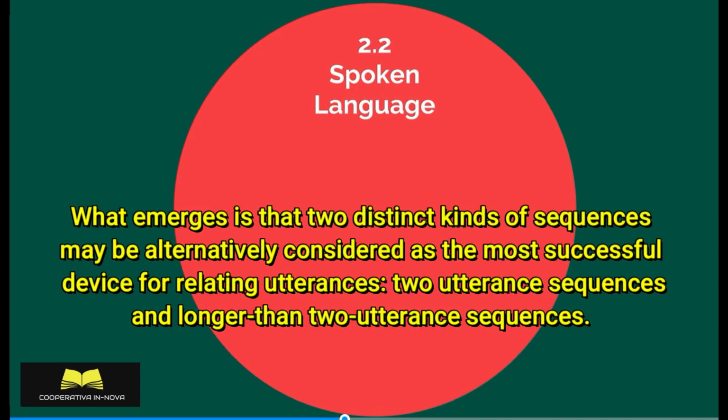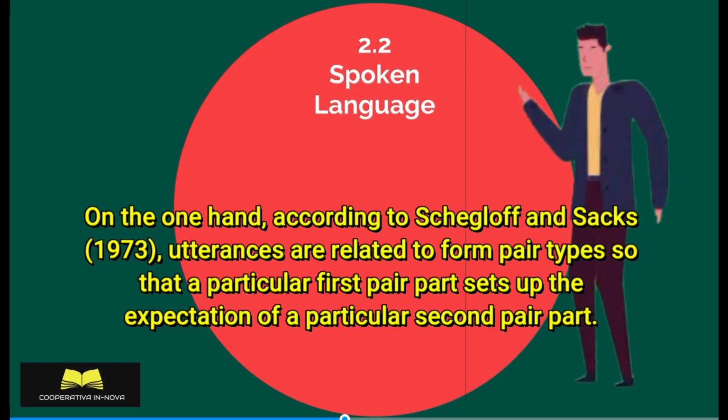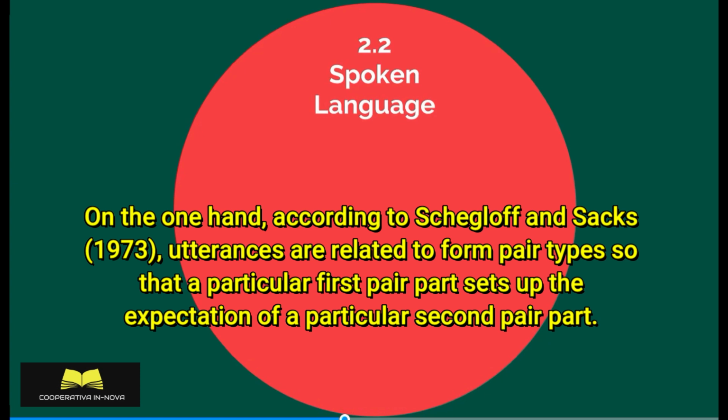What emerges is that two distinct kinds of sequences may be alternatively considered as the most successful device for relating utterances: two utterance sequences, and longer than two utterance sequences. On the one hand, according to Schegloff and Sacks, 1973, utterances are related to form pair types, so that a particular first pair part sets up the expectation of a particular second pair part.